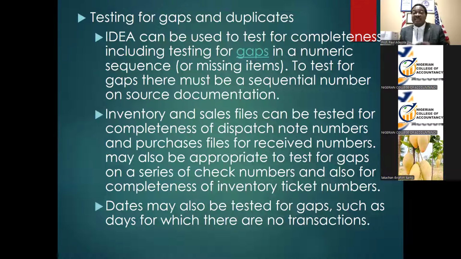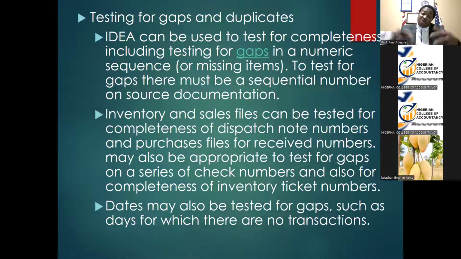Let's leave that. Testing for gaps and duplicates. I mentioned duplicates earlier. IDEA can be used to test for completeness, including testing for gaps in a numeric sequence or missing items. To test the gaps, there must be a sequential number. You have a number from 1 to 1 million, and deliberately they skip some, for you to physically be checking serial numbers from 1 to 1 million, especially in an environment and the world. I don't want to peculiarize the challenges we are passing through, because it's not only Nigeria, challenges everywhere.